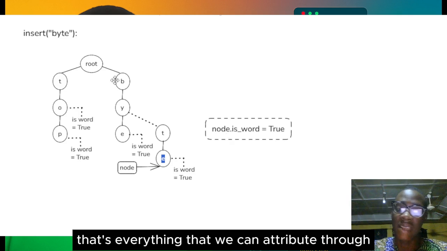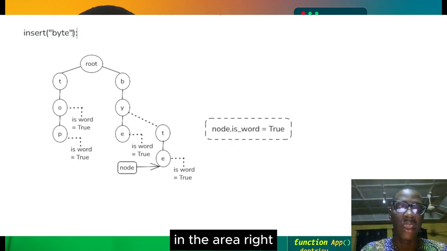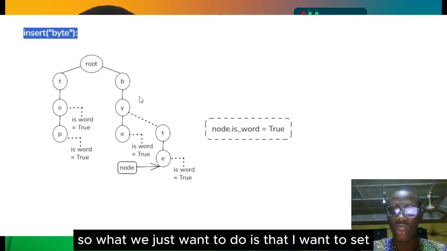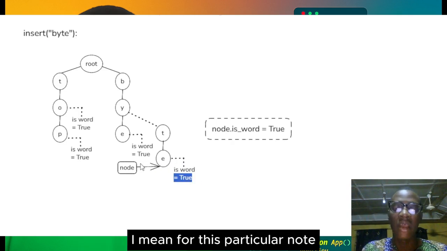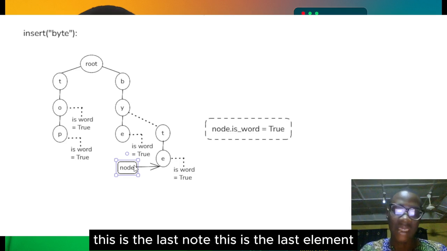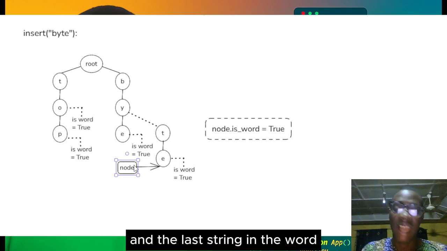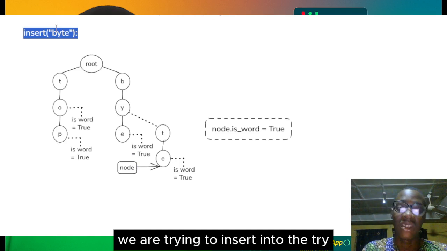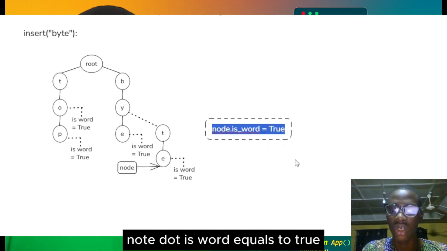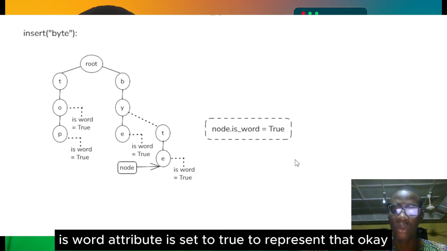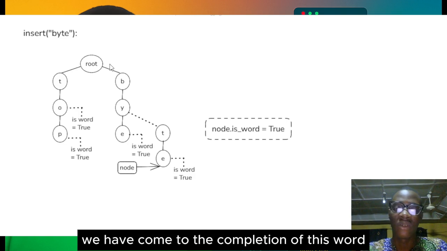And now that's everything we can iterate through in the array, right? So what we just want to do is set the isWord attribute to true. For this particular node, this is the last element and the last string in the word we are trying to insert into the trie. So we set node.isWord equals true, meaning the isWord attribute is set to true to represent that we have come to the completion of this word.